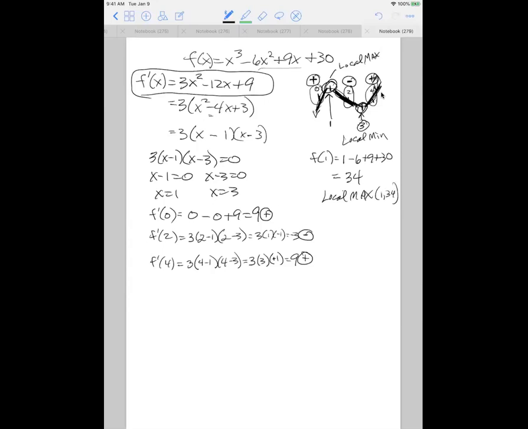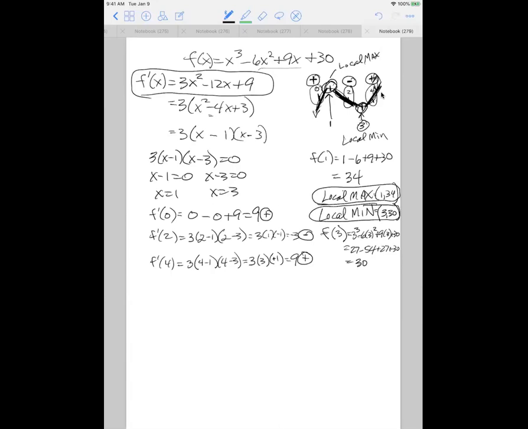And the local min, I'll put the answers together, but I'll do the local min calculation down here, and that's going to be at f of 3. And that is equal to 3 cubed minus 6 times 3 squared plus 9 times 3 plus 30. That gives us 27 minus 9 times 6 is minus 54 plus 27 plus 30. The 27s add to 54, so we end up with 0 plus 30. And therefore, the local min is at 30. All right? So again, the goal was to find the local extrema, and we got the local max and the local min in that situation, okay?